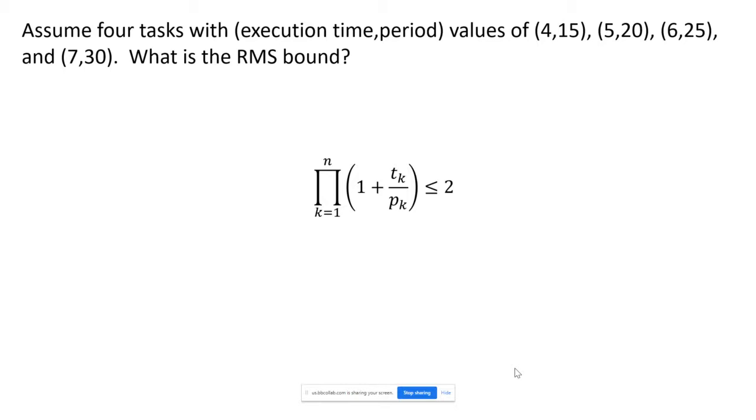If the value is greater than 2, it doesn't mean that you can't schedule them with RMS. It just means that there's no guarantee that you can schedule them with RMS. And you might think, well, then what do you do? There's not much you can do. You can simulate, you can try to schedule them, but then the question is, how long do you have to simulate for before you decide whether you can do it or not? Well, I think I mentioned that the least common multiple of the periods would work, but that could be a large value.